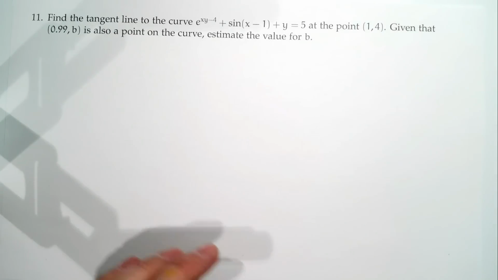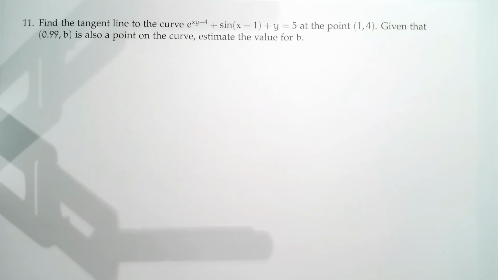All right. Find the tangent line to the curve e to the power xy minus 4 plus sine of x minus 1 plus y equals 5 at the point 1 comma 4. And then it says that given that 0.99 comma b is also a point on the curve, estimate the value for b. So there's two things going on here. Let's talk about the first sentence, because really there's like two actions. There's the first sentence, which is find the tangent line. There's the second sentence, which is about estimation.